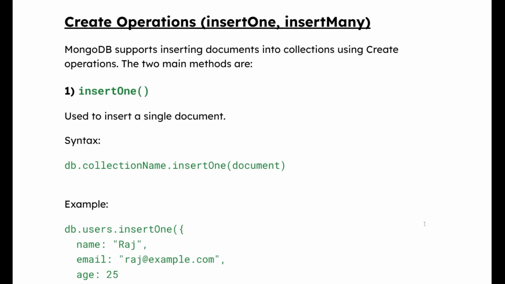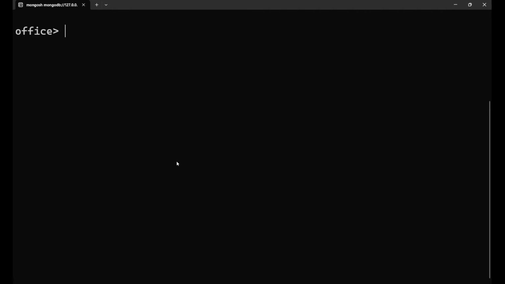insertOne and insertMany are used to insert data inside our database or our collection. insertOne is used to insert one document at a time, and insertMany is used to insert more than one document at a time, right? So let's see how we can do it. We are inside our MongoDB shell, and here we are using our database Office.